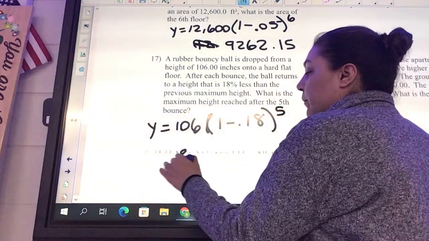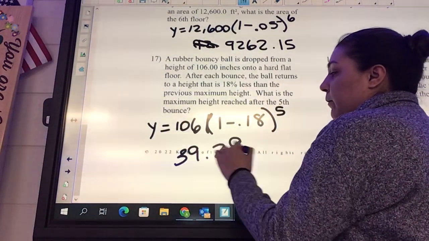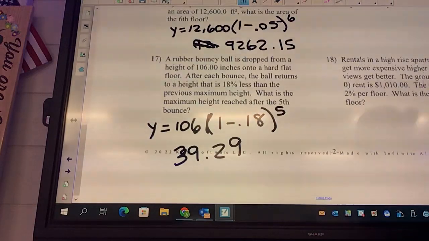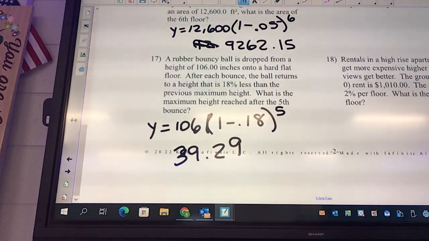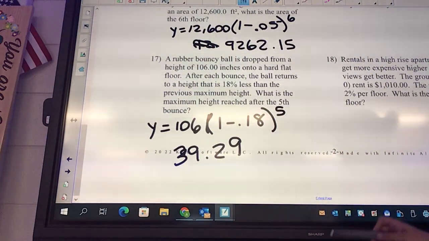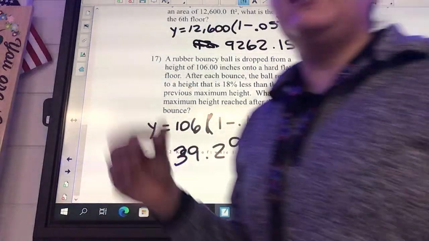39.29. Does that make sense? Yes. We already talked about the ball getting lower and lower. You guys have 9 of them to do. Get them done, then put it in the box back there, and then go back to your seat.